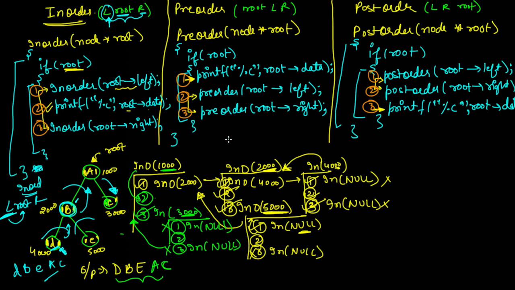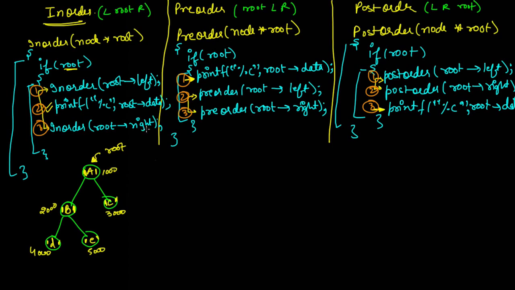Now let us see how to print the data in preorder. So now let us suppose we are having the same tree and now we are calling preorder 1000. When we called preorder 1000, in that case the if statement is true because the root is not null, then we are going to execute line number 1. In line number 1, we are printing the data which is present at the root. Therefore it is going to print A, which is present at the root.